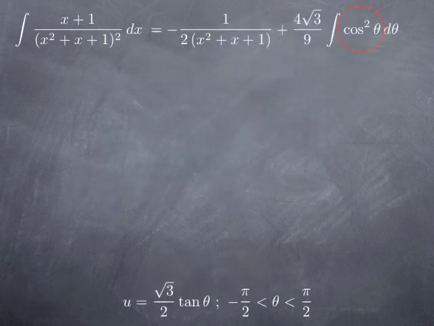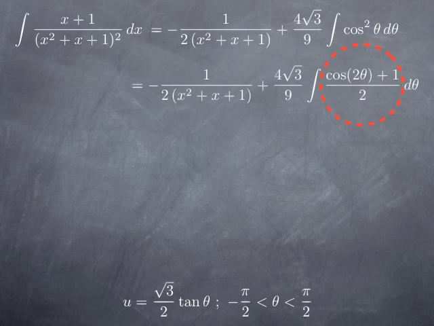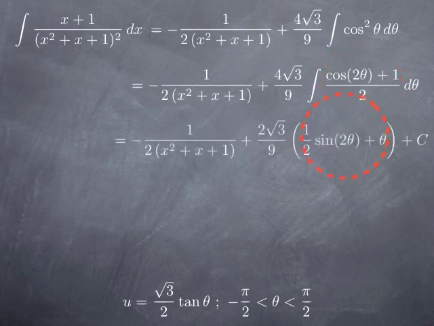Namely, to integrate an even power of cosine, we're going to use a double angle formula and replace cosine square theta by cosine 2 theta plus 1 over 2. After pulling out the factor 1/2, we're going to obtain for an antiderivative of cosine 2 theta 1/2 sine 2 theta, and for an antiderivative of 1 just theta. Of course, when I pulled out 1/2, I obtained a 2 instead of a 4 in the multiplicative constant in front.